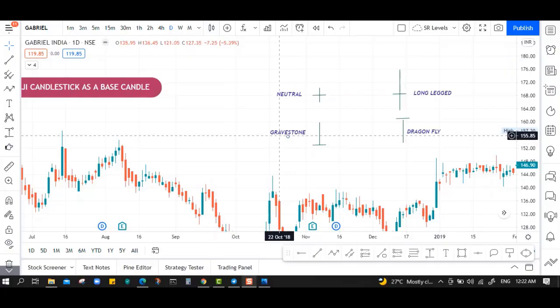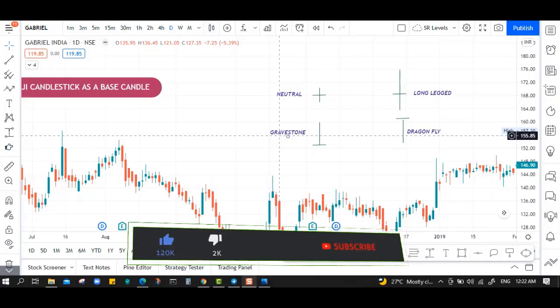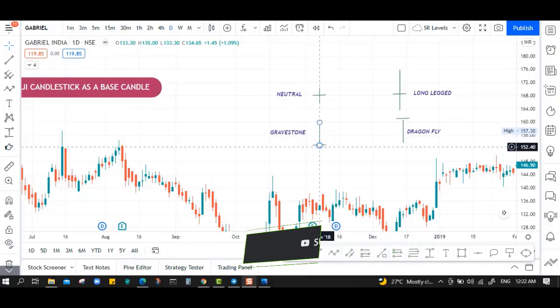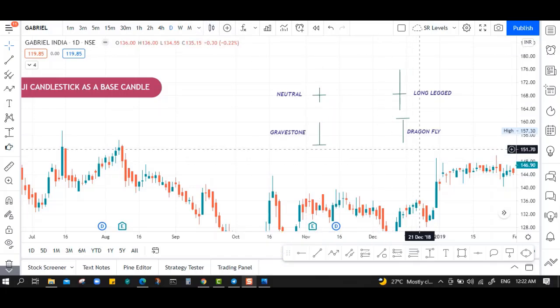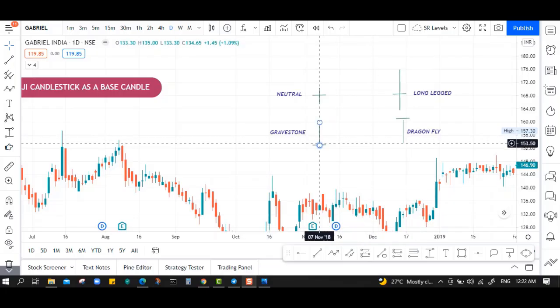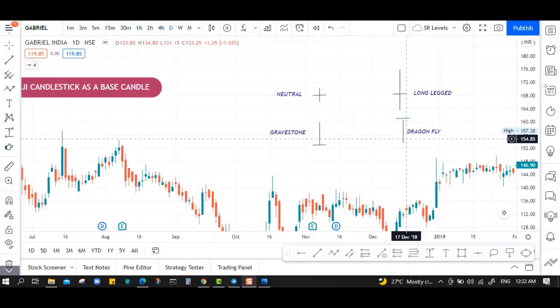And this pattern occurs when buyers and sellers are equal. And the third one is the gravestone doji. So in this pattern, the open and close of the price is at the candle's low. So this pattern shows high selling pressure in the market. And the fourth type is the dragonfly. So the dragonfly doji is the opposite version of the gravestone. In this pattern, the open and close of the price is at the candle's high, and this pattern shows high buying pressure.